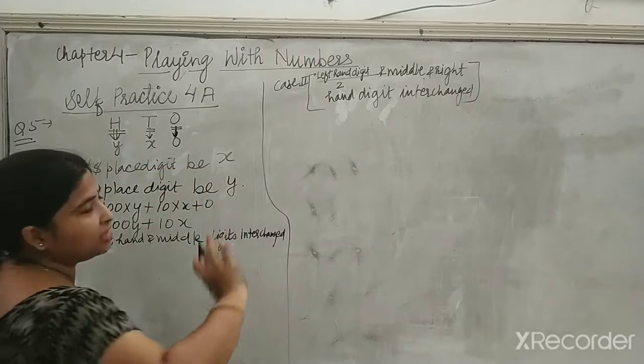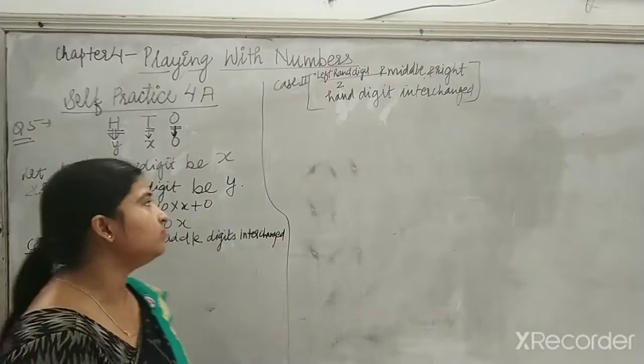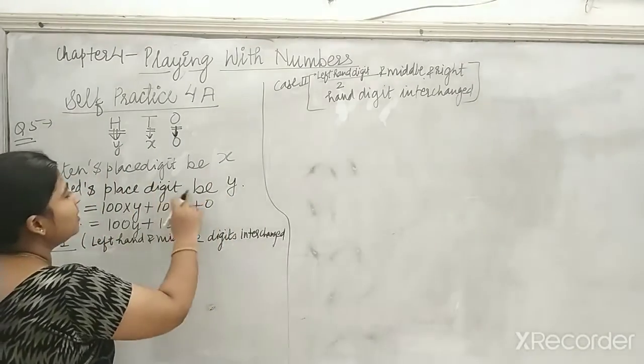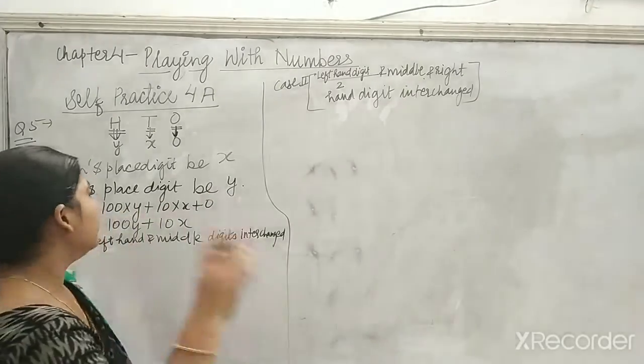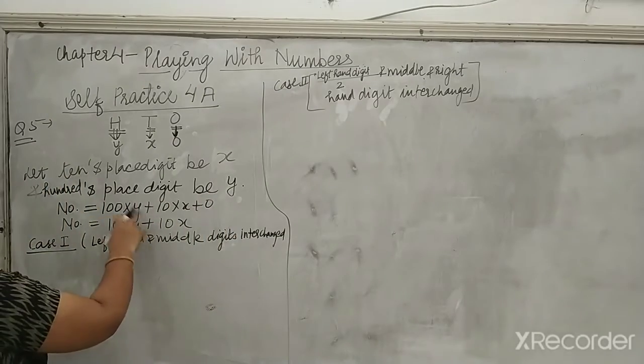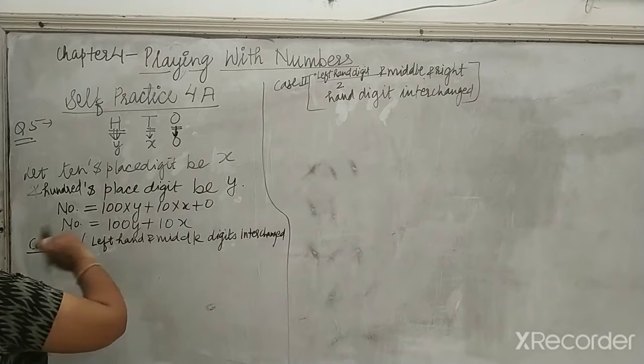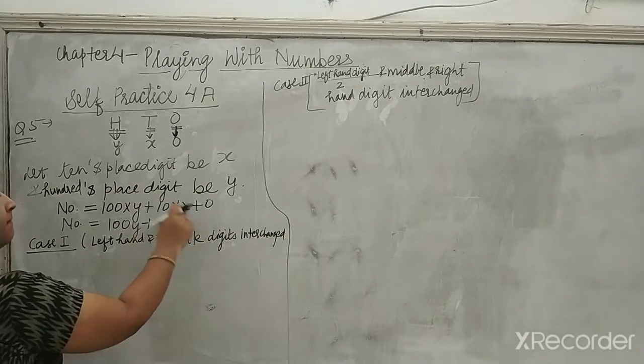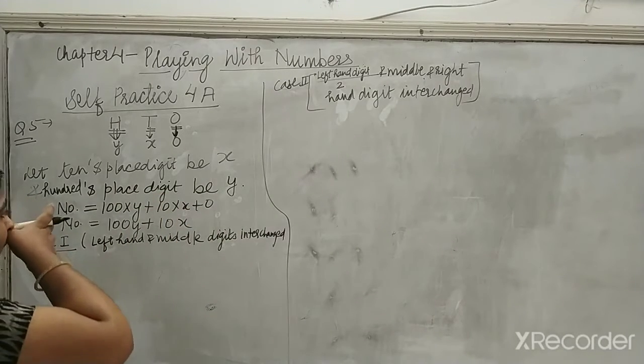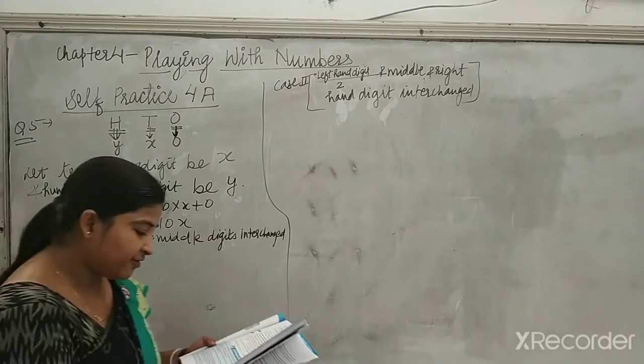So tens and hundreds place value is not given, so we have assumed tens place digit be x and hundreds place digit be y. So the number will be what? 100 into y, because y is coming at hundreds place. 10 into x plus 0. Okay, so now there are few cases given in it.